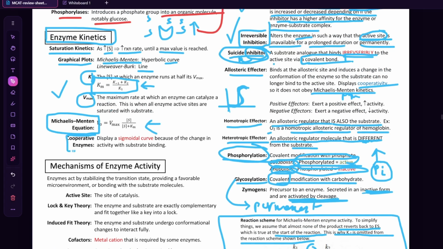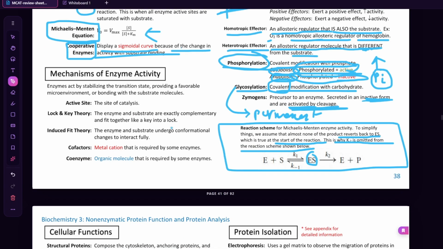Cooperative enzymes display a sigmoidal curve. We already showed that over here when we were talking about allosteric effectors and cooperation. It's a sigmoidal curve, as I drew. It's an S shape on the graph because of the change in activity with substrate binding.